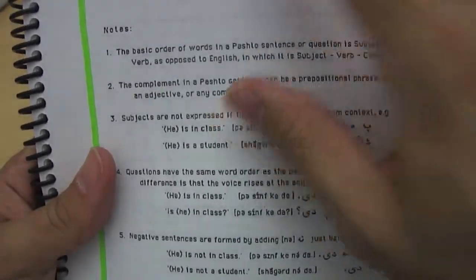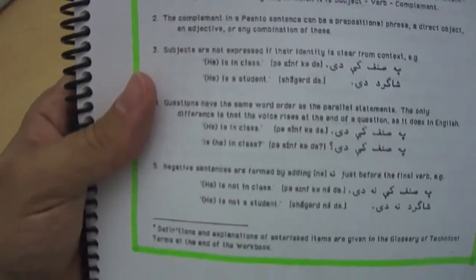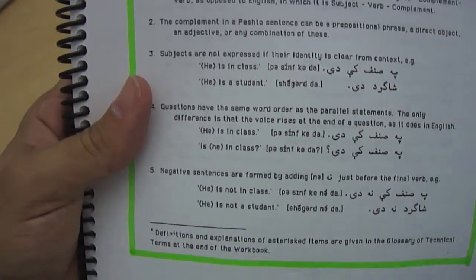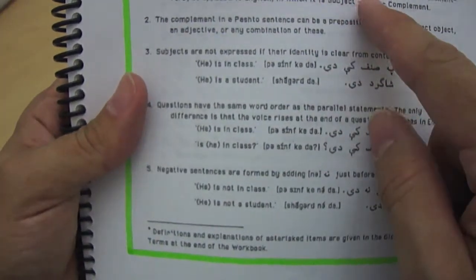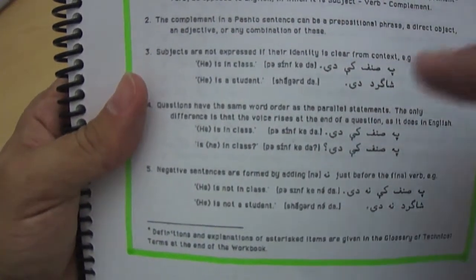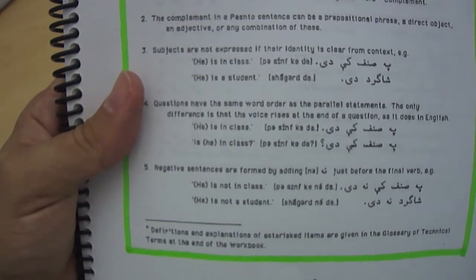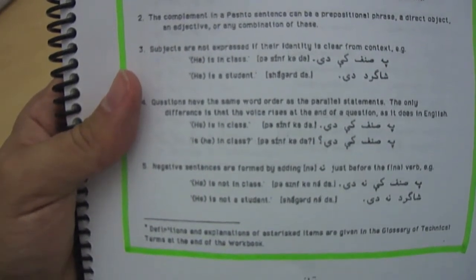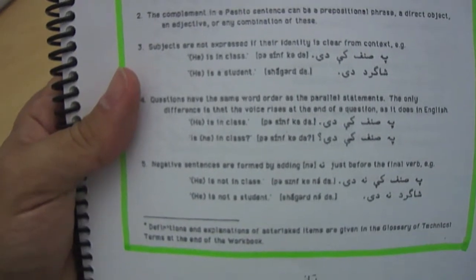Okay. Here is talking about the basic order of words in a sentence. And then you may also look for patterns that match with other languages. For example, the basic order of words in a Pashto sentence or question is subject, complement, verb, which is the same structure as Persian. Okay, so I'll be able to draw from Persian, while most of the words I will be drawing from Arabic.